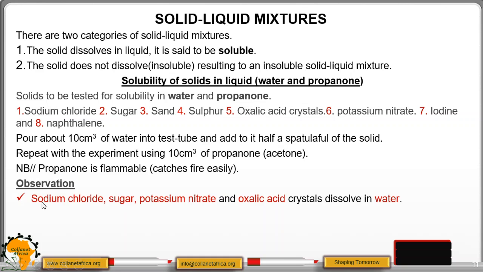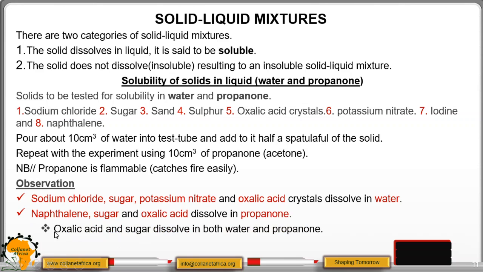Observation: sodium chloride, sugar, potassium nitrate, and oxalic acid crystals dissolve in water. Therefore, these solids are said to be soluble. Naphthalene, sugar, and oxalic acid dissolve in propanol, so they are soluble in propanol. Oxalic acid and sugar dissolve in both water and propanol.